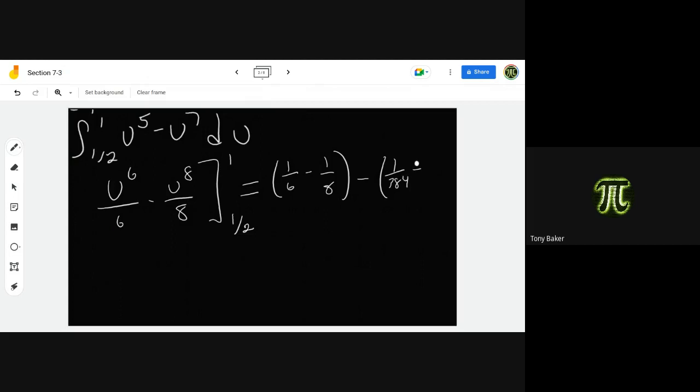And then 2 to the 8th is 256. 256 times 8 is 1,000. No. Well, 8 times 200 is 1,600, so it's more than that. No, 2,044. Is it 20 or is it 2048? 2048. Okay.